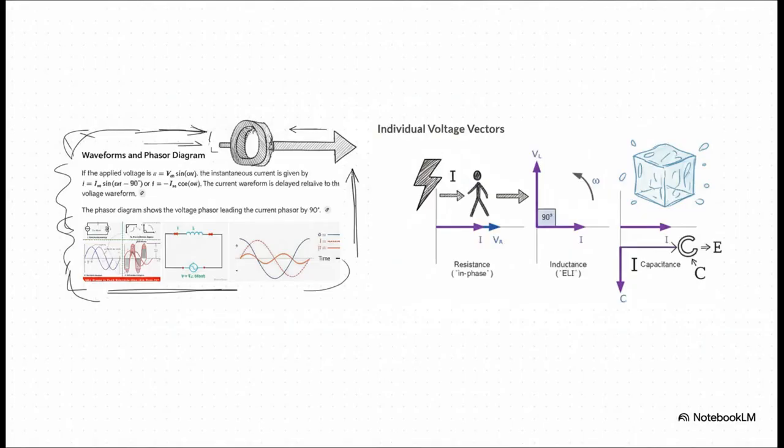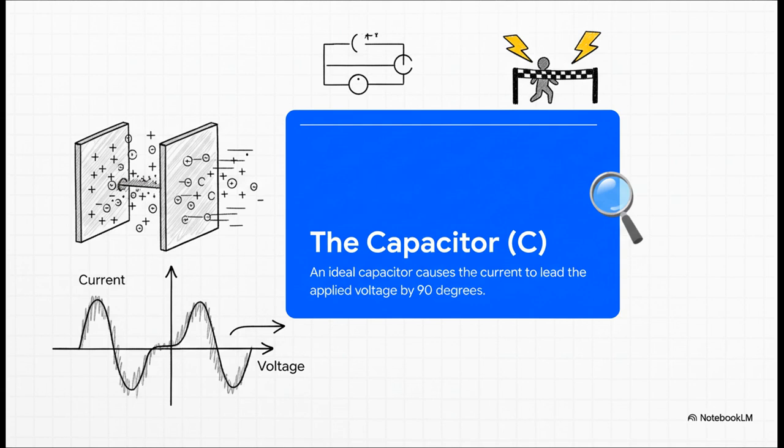And this visual just shows that delay so well. You see how the current wave is shifted over to the right? It's lagging. Now, a fantastic way to remember this is the little phrase, Eli the Iceman. For an inductor, that's L. The voltage, E, comes before the current, I. So E-L-I, Eli.